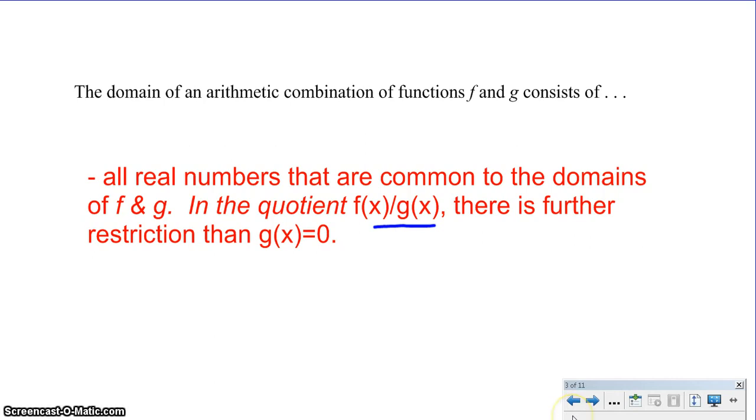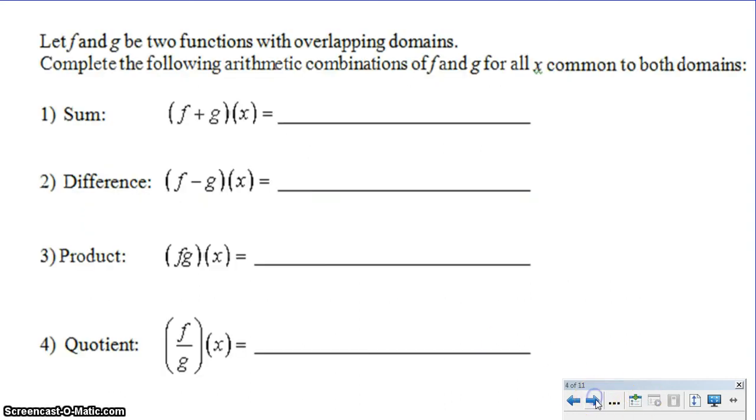So you need to take into consideration the domain of f as well as g, and then look at the combined domain restrictions. So in the quotient f of x over g of x, there are going to be further restrictions other than just g of x equals 0. So we're going to take a look at some more domain restrictions and talk about domains as we get further into examples.